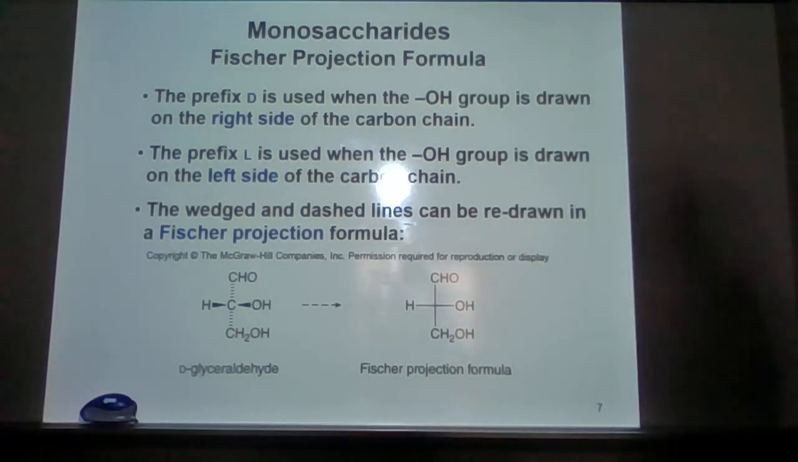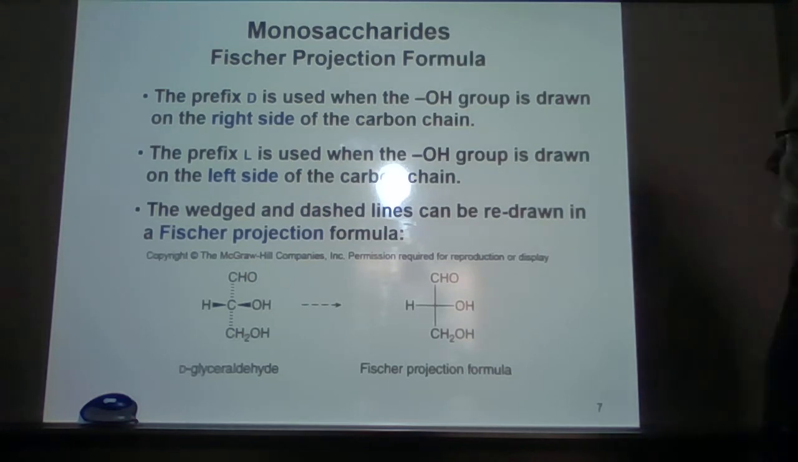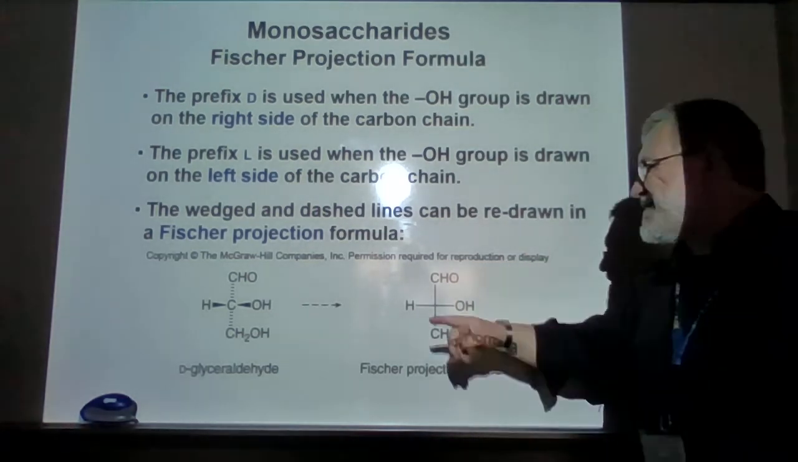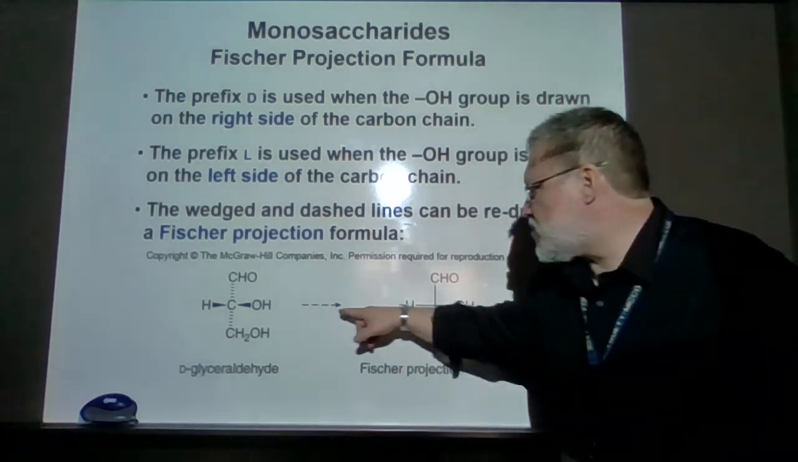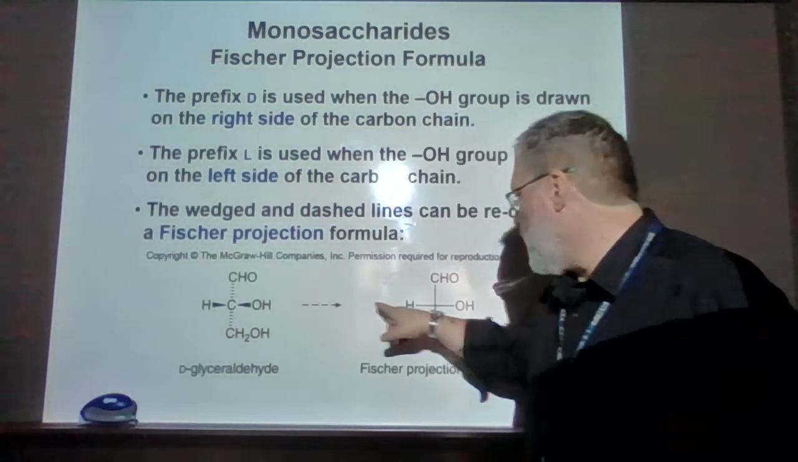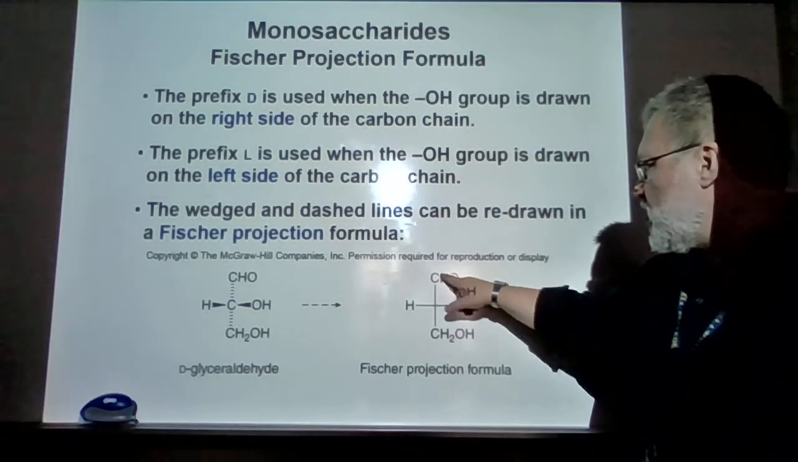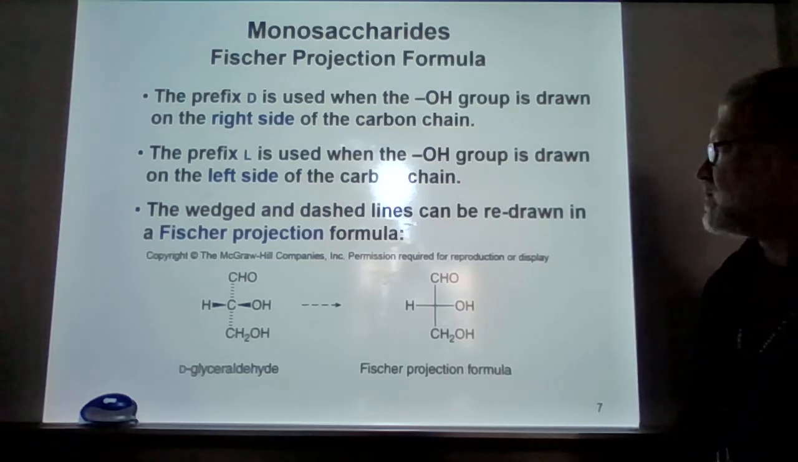So we can redraw from these Fischer projections back into the wedged and dashed lines, and the wedged and dashed lines can be redrawn into a Fischer projection. So the OH is on the right, it ends up on the right here. The hydrogen is to the left, CHO is up, CH2OH is down.